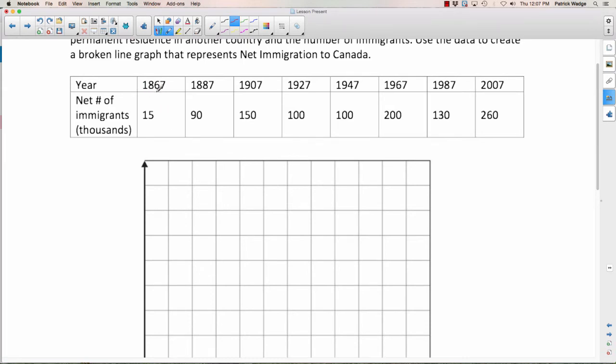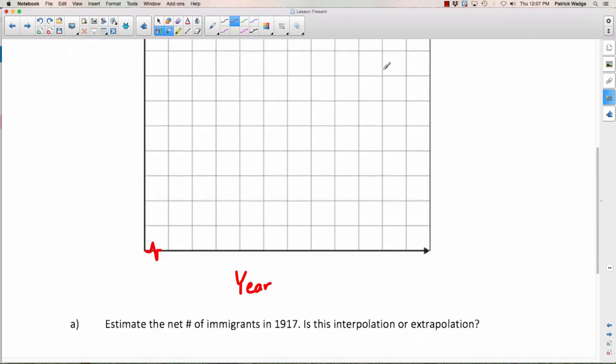So actually what we are starting at is the start of Confederacy, I believe. Isn't that when Canada started? So 1867, and then it goes up by 20 years every time. 67, 87, 07, 27, 47. Yeah, it's going up by 20 years every time.